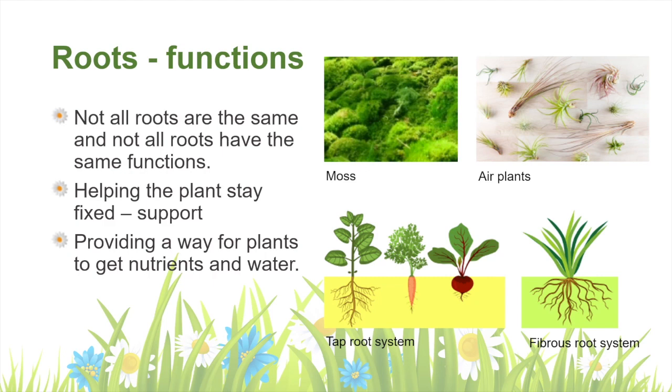I've just given you a hint to the functions of the roots. There are 2. Did you hear them? The first is to hold and support the plant. Roots keep the plant in the ground and give it support. Even air plants that grow hanging onto trees, their roots hold them in place. The second job of the roots is to play a part in the system that gets nutrients and water to all parts of the plant.